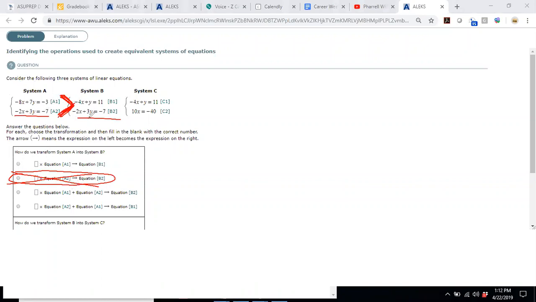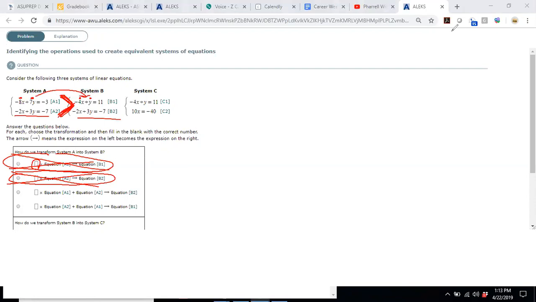As I look at A1 to B1, the option tells me that I've got to multiply something times A1, and that would give me B1. So I look at what changed. I've got negative 8x and then negative 4x. Well, that is half of 8. And so this would be multiplying by 1/2 to get negative 4x. But as I look at the second part, 7y times 1/2 would be 3.5y. And that's not what I have. So this is not an option either, because I can't multiply by one thing to get from here to there.